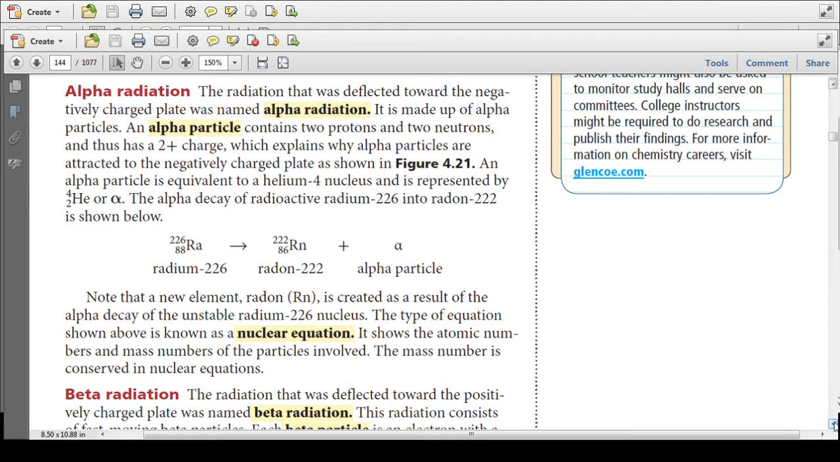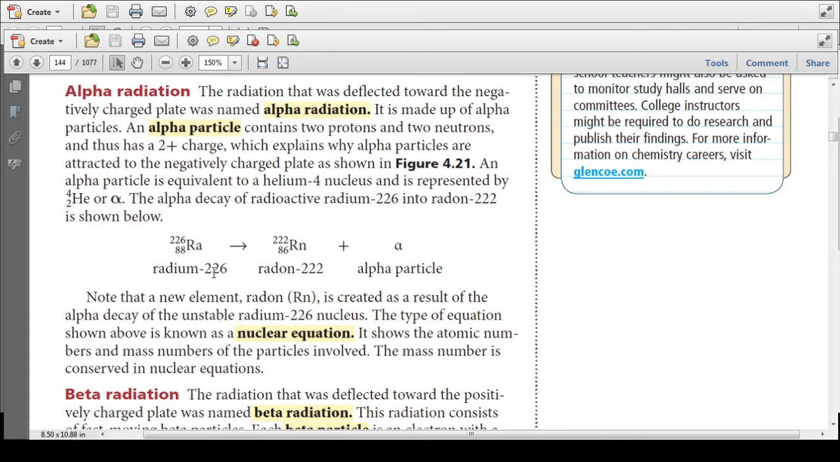An alpha particle is equivalent to a helium nucleus, and is represented either in isotopic notation, 4, 2, and then the chemical symbol He for helium, or simply by the Greek letter alpha. The alpha decay of radioactive radium-226 into radon-222 is shown below.